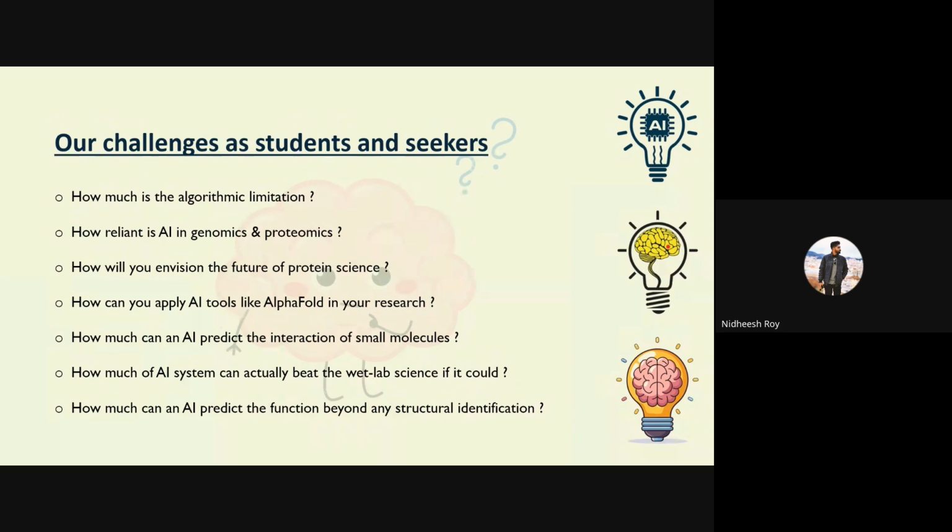If you ask, can AI beat wet lab science? Currently, AI cannot outperform wet lab experiments. Complex cellular environments, post-translational modification, and emergent behaviors are still beyond computational reach. AI can infer function based on sequence, structure, or network context, but biology is context dependent. Function often depends on cell type, cofactors, or environmental conditions.